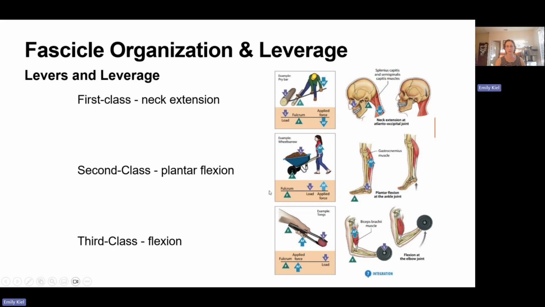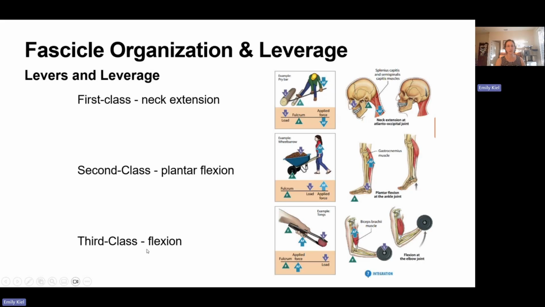A second class lever, the load and the force are on the same side of the fulcrum, and the load is closer to the fulcrum. So here we're showing plantar flexion at the ankle joint. Here's our fulcrum. The load comes right down this tibia to that tarsus, but the force that we're going to use to oppose that is the gastrocnemius muscle that's going to allow us to lift that heel.